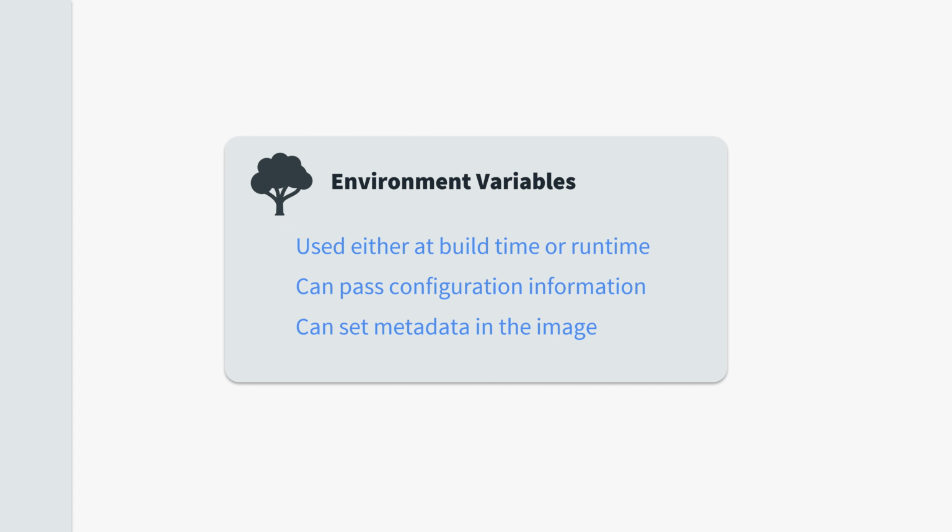Just like a full operating system, containers have environment variables. These can be added to an image at build time using the Dockerfile, or injected into a container at runtime. Now, why would we use these? Well, there's a few reasons. We might want to pass configuration to an application. The application can read the environment variable and configure itself according to the information we've provided. Or we might want to store some metadata in the image, such as a build version number or the architecture it was built for.